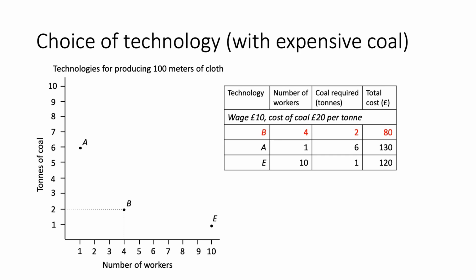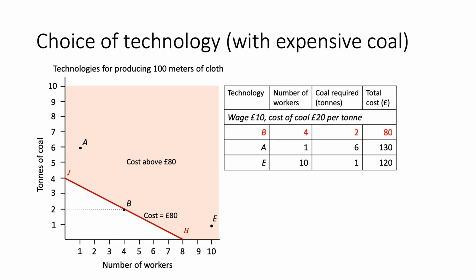So if you have 4 workers, it's going to cost 40 pounds. And we have our cost per ton of coal at 20 pounds. So we can see that coal is relatively expensive here, and we multiply that by the number of tons of coal required to get our total cost. We can see our iso-cost line here. It illustrates our total cost, and the iso-cost line gives us a good visual in terms of comparing technology B to other types of technology, A and E here.